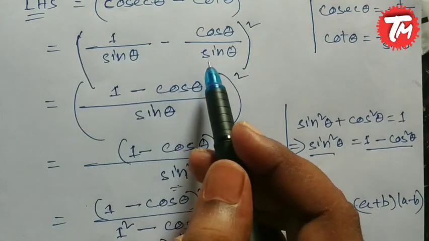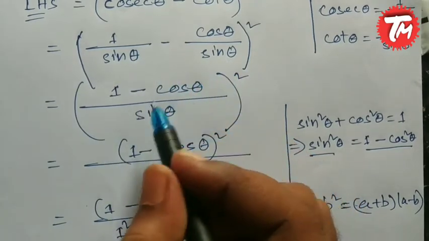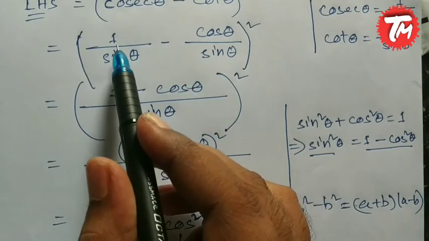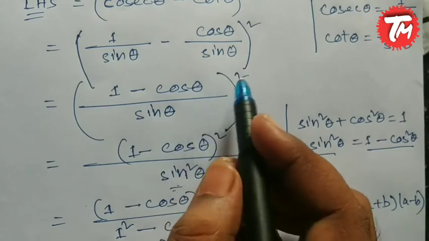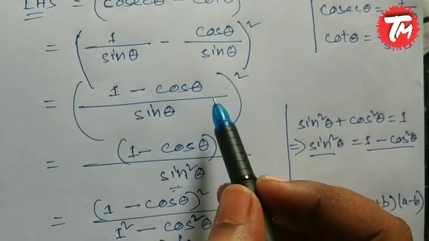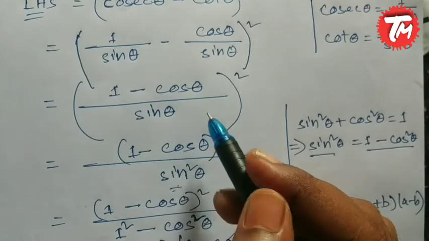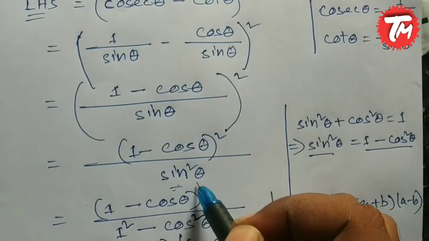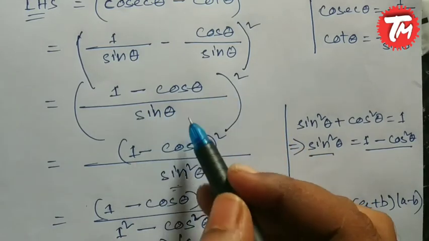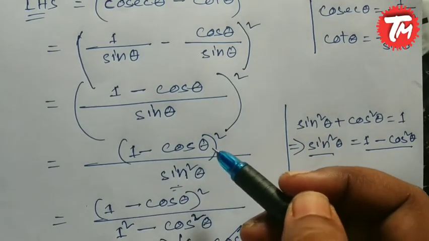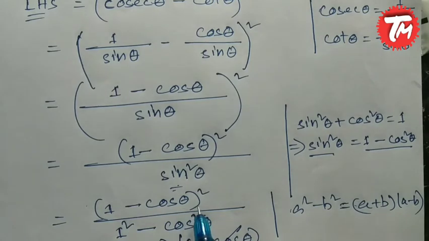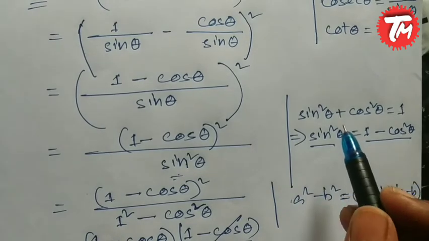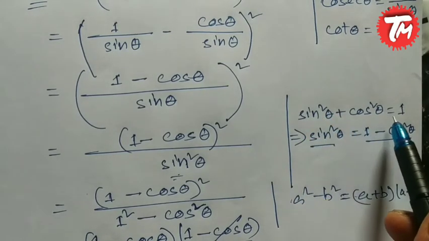Then the next step: now you have to take the LCM. The LCM here is sin theta. So you can write (1 minus cos theta) whole square divided by sin square theta. Sin whole square means sin square theta. And we know that sin square theta plus cos square theta equals 1.